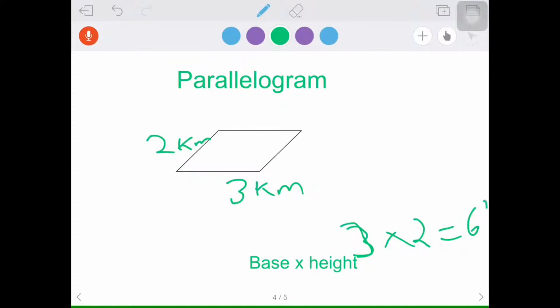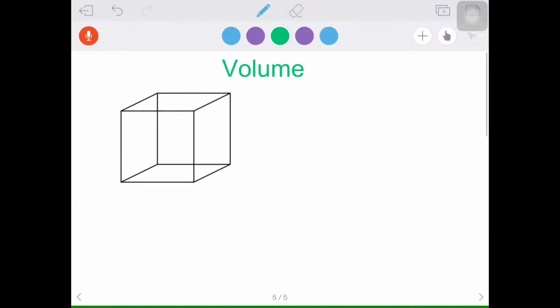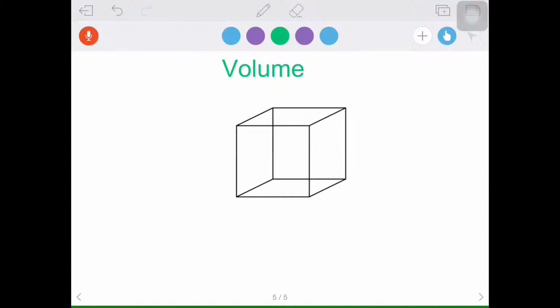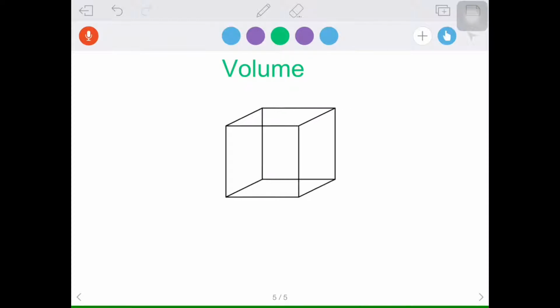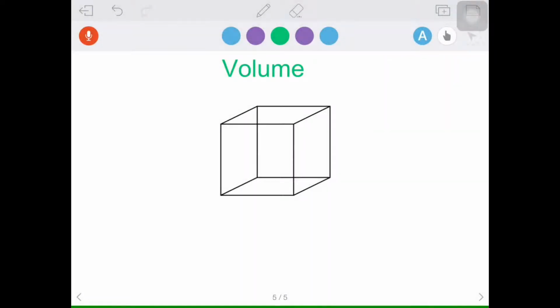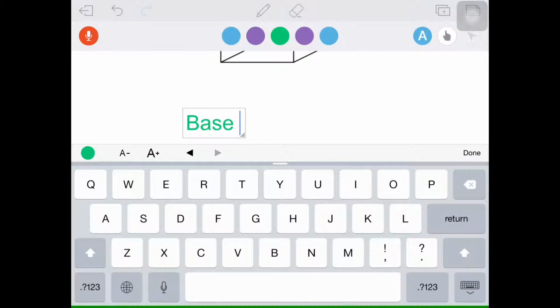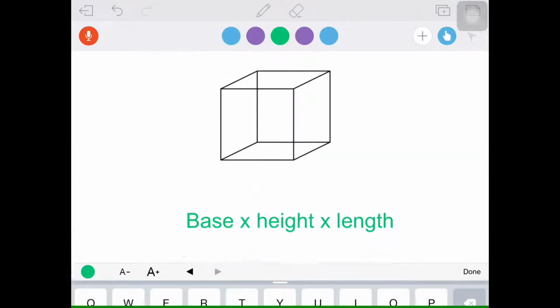Oh, I almost forgot. The time has come, people. Last one. Volume. Volume is a little difficult for some people. I had trouble on it too, so don't be ashamed if you have trouble on it. Just ask your teacher. The formula for volume is base times height times length.